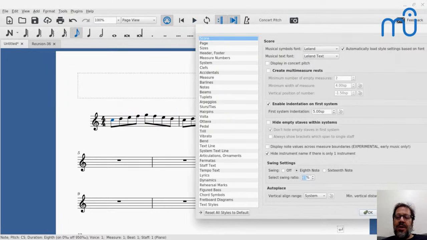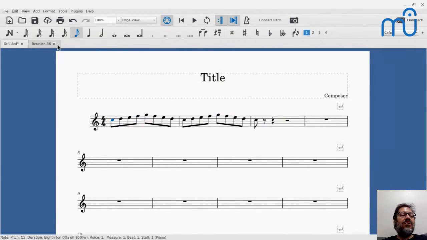Let me give it a stronger ratio. And actually, if this doesn't work, it's because of a bug that just got fixed. Yeah, so this is really silly, but I just made reunion swing when I did that.